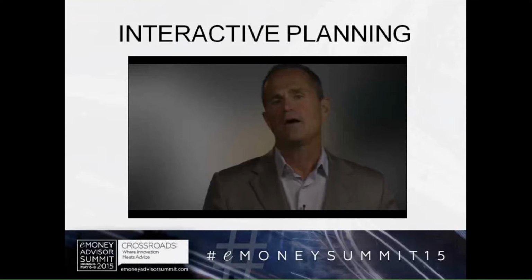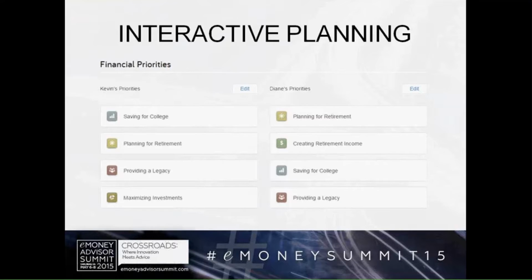When we look at what they told us was important, their financial priorities the last time they were in the office, we see that client and spouse differ just a little bit, but overall we see 3 things that are consistent: saving for college education for their children, planning for retirement, and leaving a legacy.